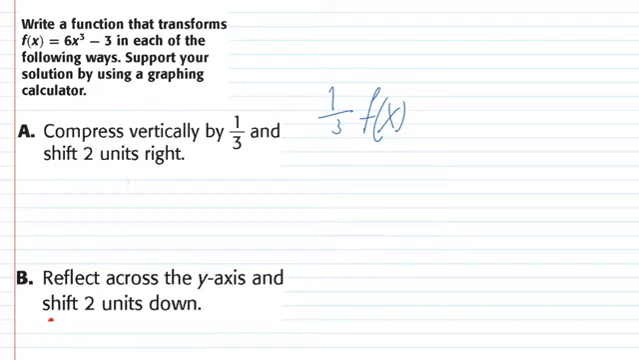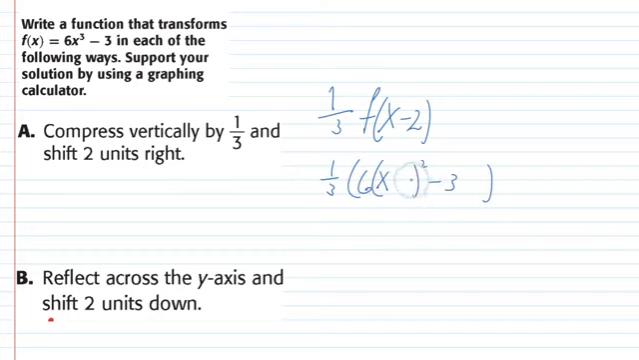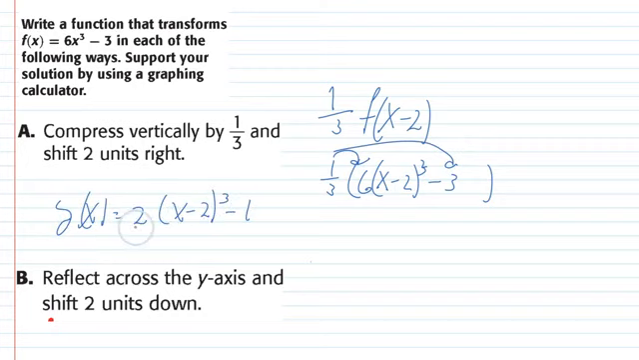So remember what that does is it tells you to put a negative 2 on the inside. 1/3 times the whole thing, and inside here we're going to have a minus 2. Now distribute. That's going to give me my new function of g of x is equal to 2, because 1/3 times 6 is 2, times x minus 2, and I put the minus 2 in there because they told me to shift 2 to the right. And then a minus 1 at the end because 1/3 times negative 3 gives me a negative 1.